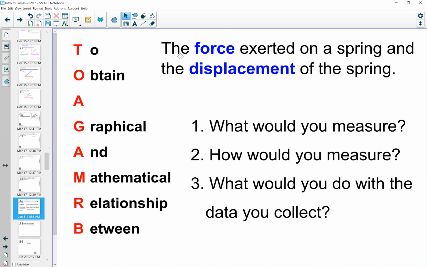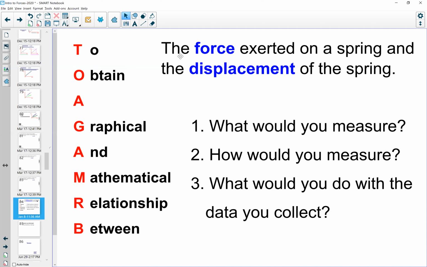And I'd like each person in the group to address something. And you can decide in your group how you're going to divide it up. You could divide it up amongst these 3 questions. You talk about what we measure, you talk about how you measure, you talk about what we would do with the data. Or you could break it down into the TOAGAMRB. Say, okay, you talk about the procedure, I'll talk about the graphical relationship, I'll talk about the mathematical relationship. Okay, so however you want to divide it up. You can even divide it up another way that I haven't mentioned.